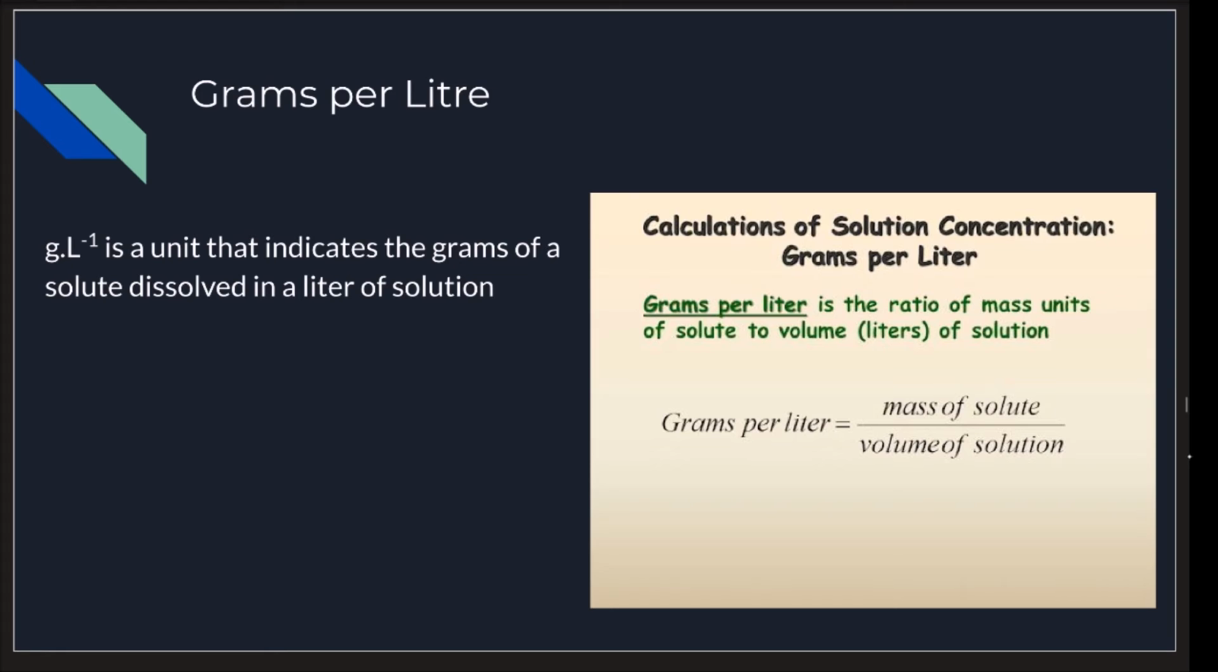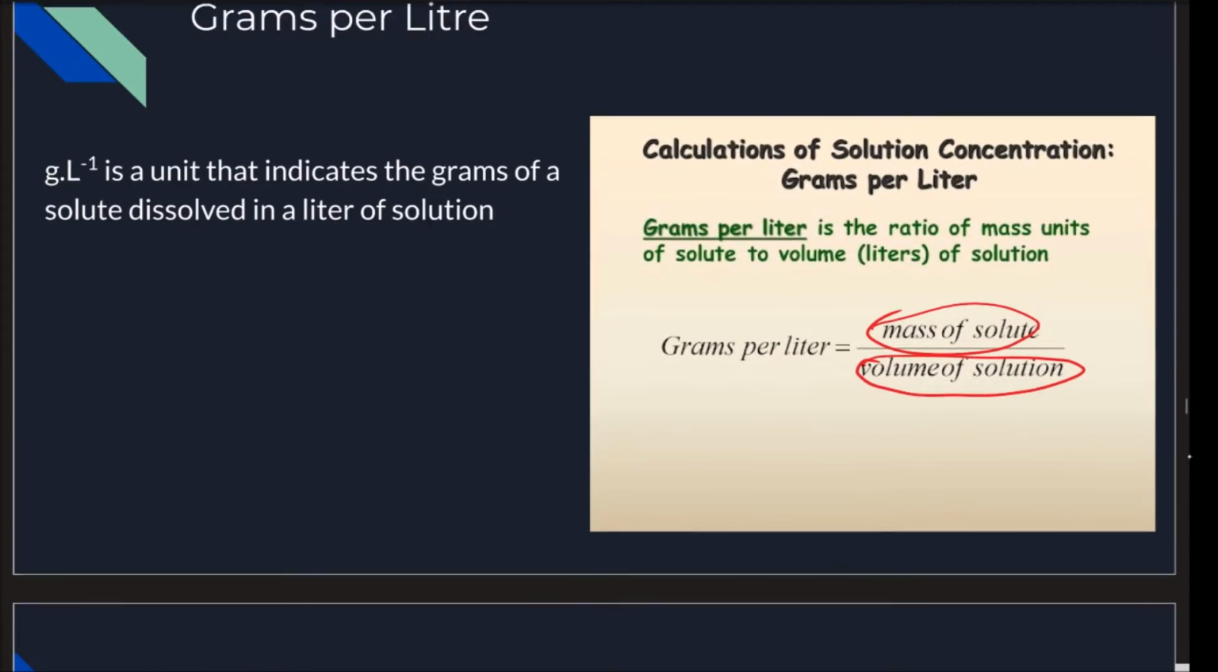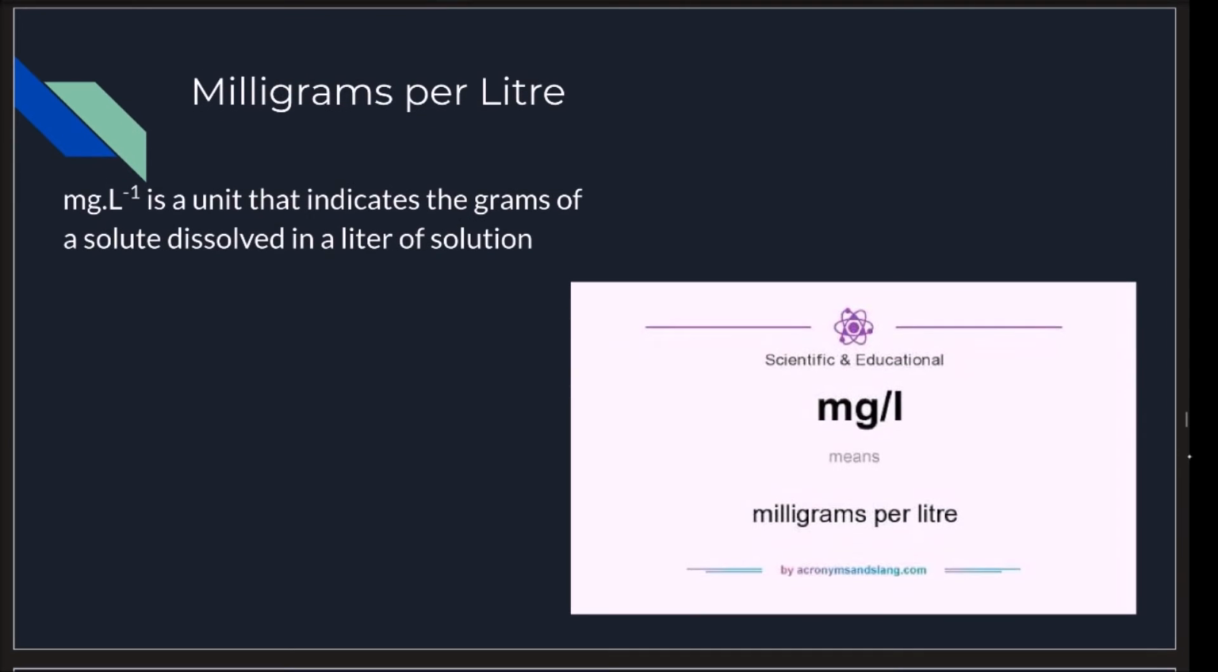Two other measures of concentration that we need to know are looking at things in terms of mass over volume and number of particles. So grams per liter, this is just looking at the mass of solute divided by the volume of the total solution, and that will give you a number that indicates the number of grams of solute dissolved in a liter of solution. Milligrams per liter is very much the same thing here. It's the number of milligrams of solute that are dissolved per liter of solution.